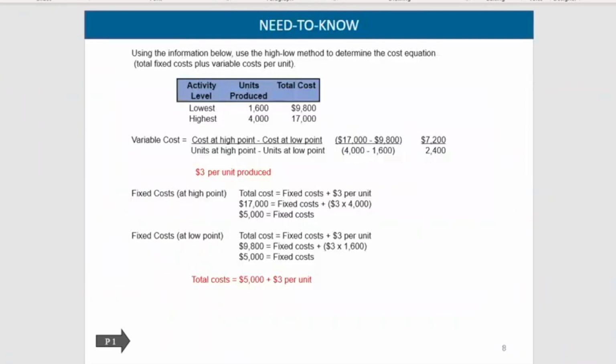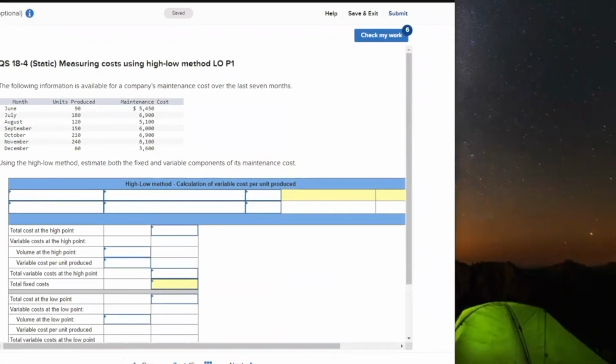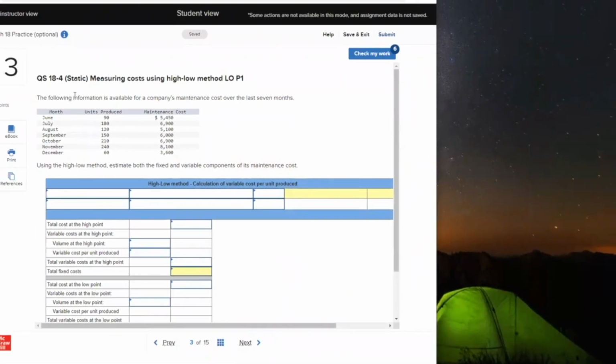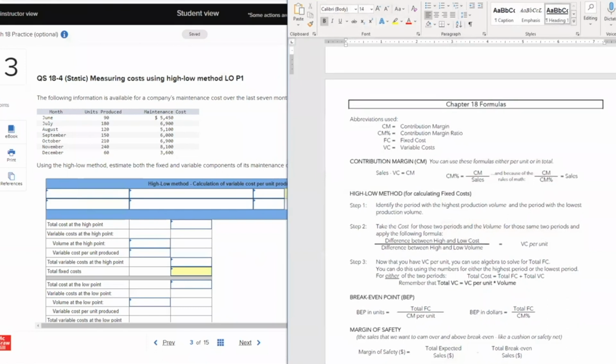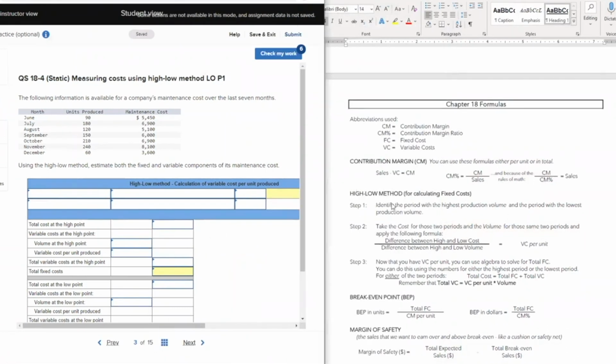Now we're going to go and do number 3 in the chapter 18 practice, the high-low method. So again, we're going to use our formula sheet, right? Because it's there for you to use. So the high-low method's right here. Step 1, identify the period with the highest volume and the lowest volume. So let's do that first. What's the highest volume month? November. And the lowest is December. Cool, they're right next to each other.